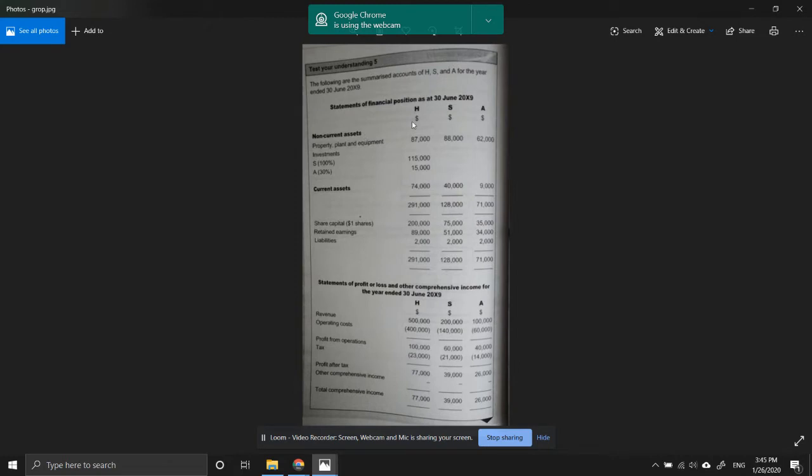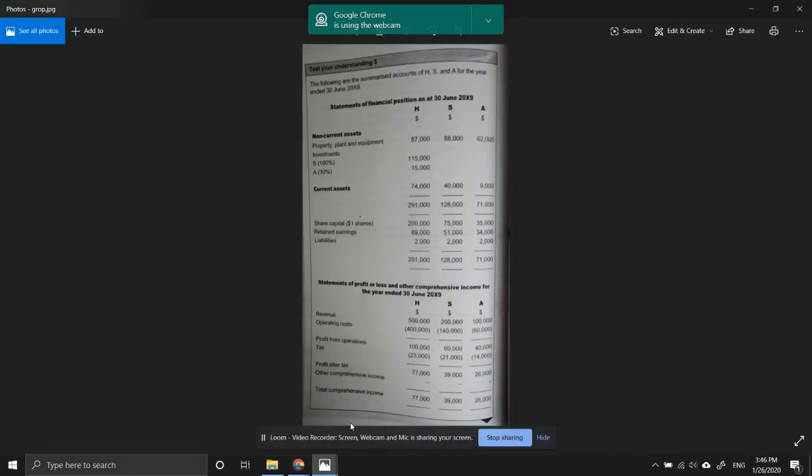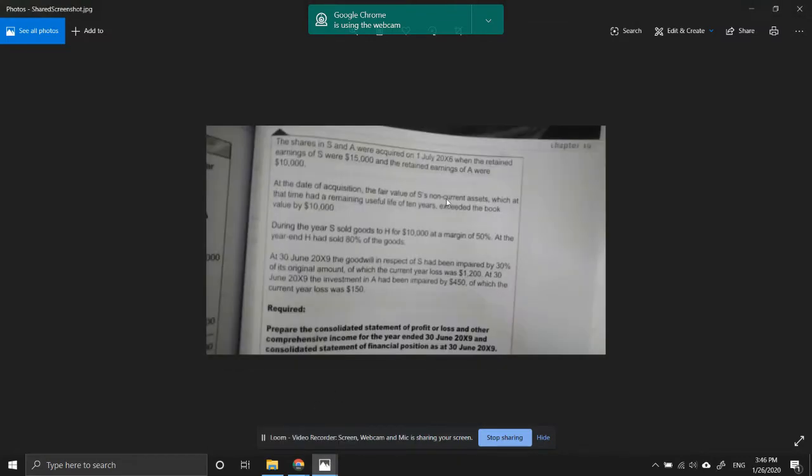So we have an associate, a subsidiary and a parent company. After that, what we've been given is the PPE, the investment, and the associate. Share capital is given, retained earnings is given, liabilities is given, and then we have our SOPL as well. So what we will do is let's look at something else. What about this thing?